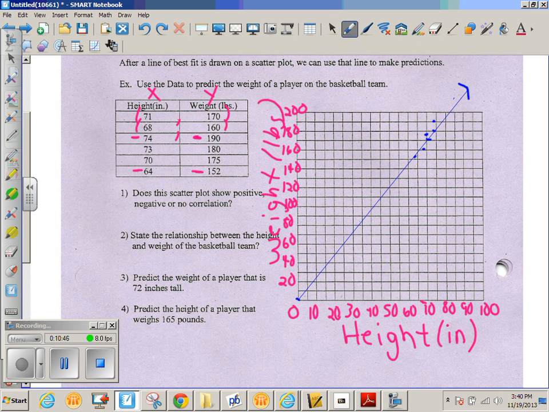And so we know that this is going to be a positive correlation, or it's not going to have any negative coordinates. Does the scatter plot show positive, negative, or no correlation? Well, it's going to show positive. So we can go ahead and fill that in here.